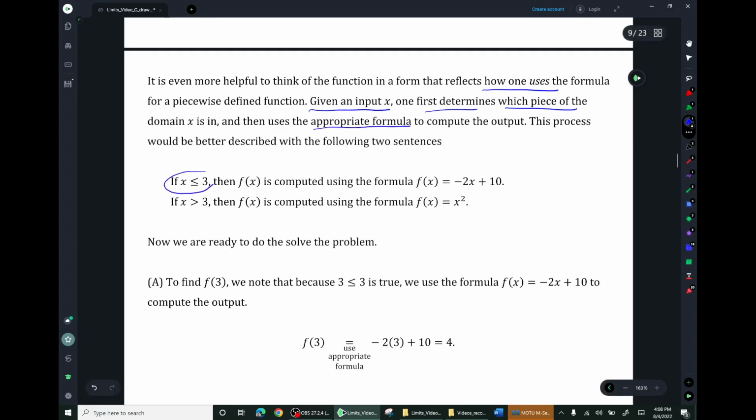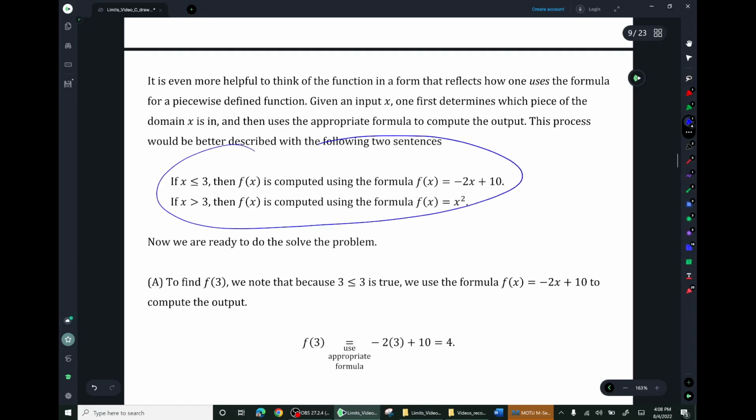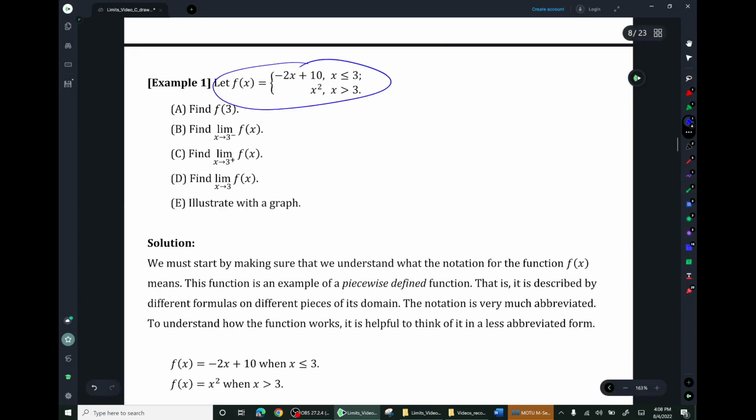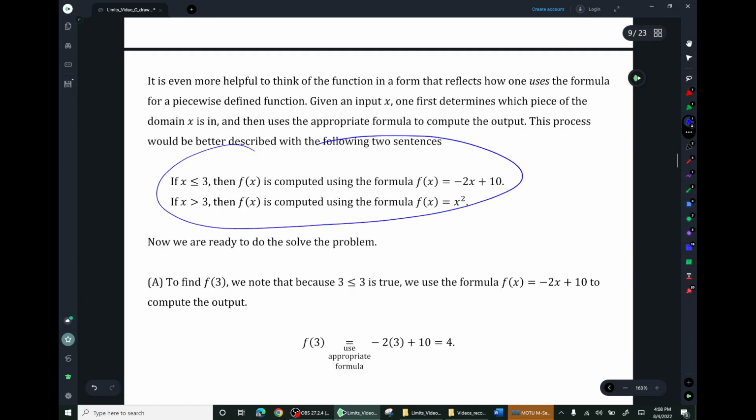If x is less than or equal to 3, then f of x is computed using this formula: f of x equals minus 2x plus 10. But if x is greater than 3, then f of x is computed using this formula: f of x equals x squared. So these 2 sentences mean exactly the same as the symbolic expression we started with, this thing. But these 2 sentences better reflect how we're actually going to use f of x.